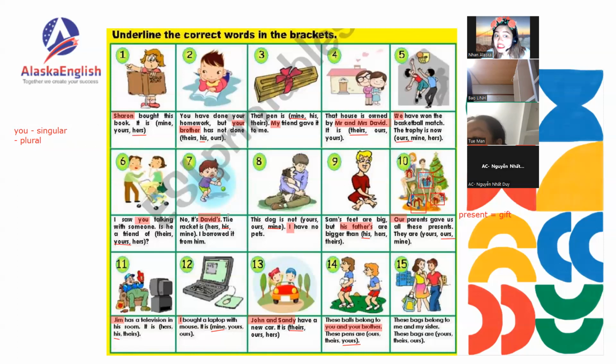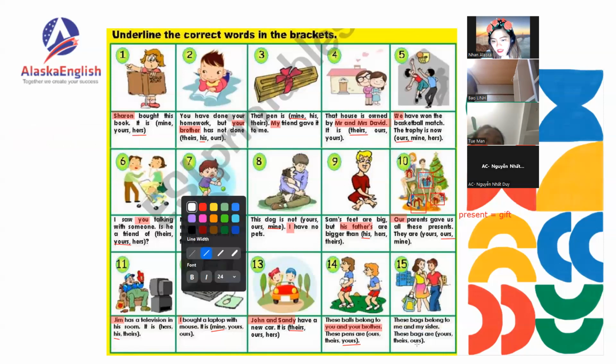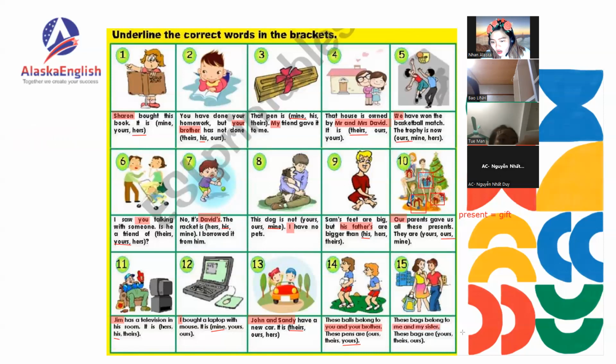These bags belong to me and my sister. These bags are me and my sister. So meaning the bags are, they belong to me and my sister. You are belonging here, me and my sister. It is ours. Okay, very good.